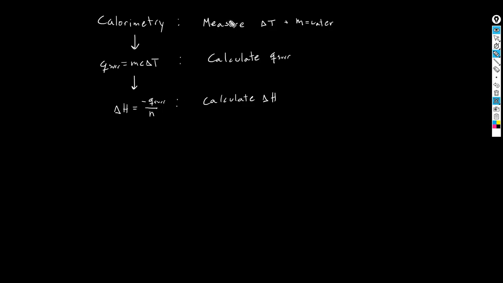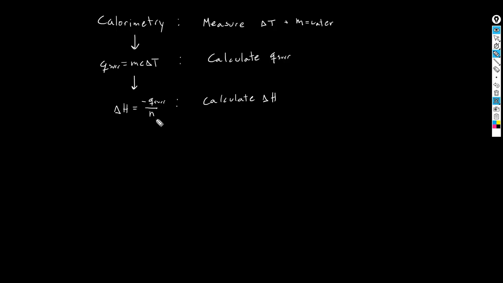So every step is needed. We need the calorimetry, the actual practical, to measure the temperature change and the mass of the water. We're then going to multiply them together and times the specific heat of water to get Q of the surroundings. Once we have Q of the surroundings, we're going to take the negative of that number, divided by the moles of the reactant, the limiting reactant, and that's going to give us the delta H for that reaction.